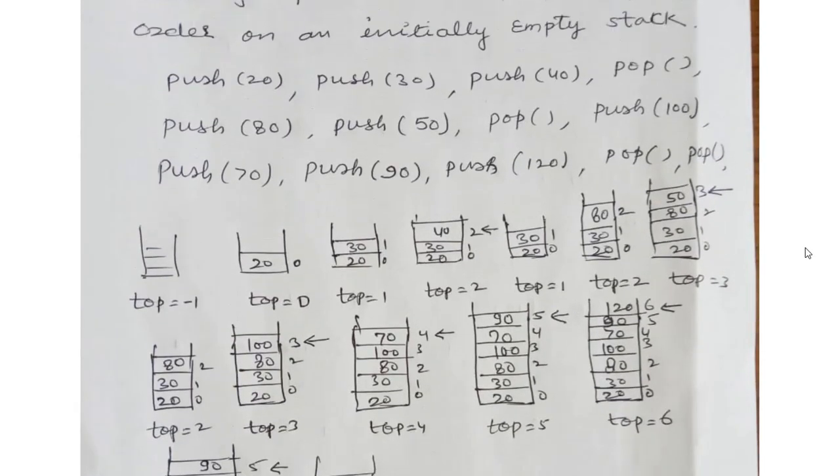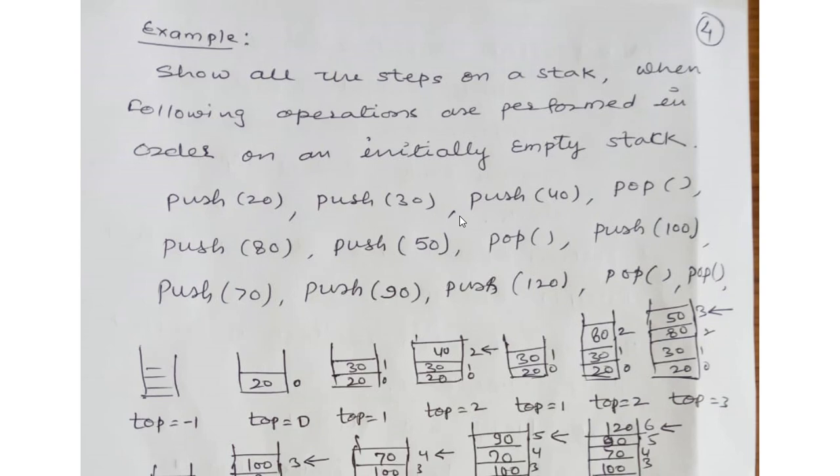Now see this example. We are taking this example to understand how the pop and push operations work on a stack. So this is like a question. You write this question as: show all the steps on a stack when the following operations are performed in order on an initially empty stack.